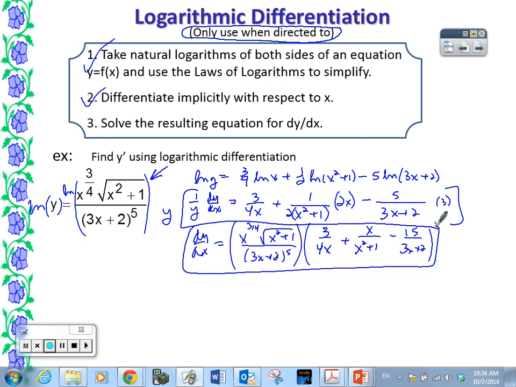And there we go. That is logarithmic differentiation. Okay, so it's not that bad. Think about what it would be like to take the derivative with the quotient rule, and then we'll talk about that.